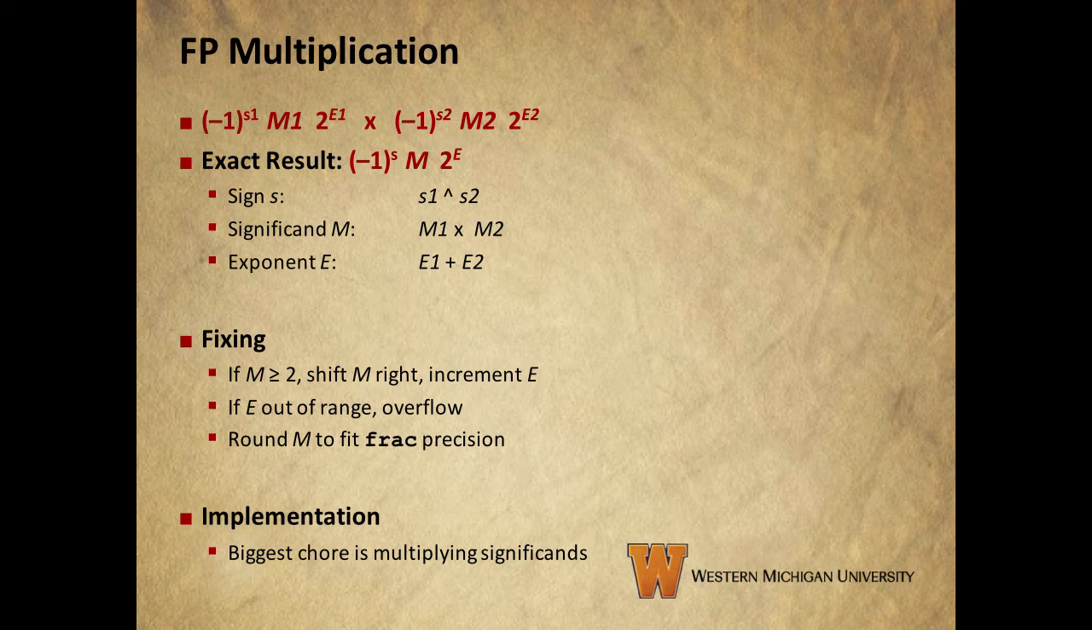The problems we may need to fix are next. If the significand is greater than or equal to 2, we shift m right and increment e by 1 for every bit we shift by. If the exponent ends up out of range, we overflow. And we will also need to round m, our significand, to fit into the frac field if it ends up being too long.